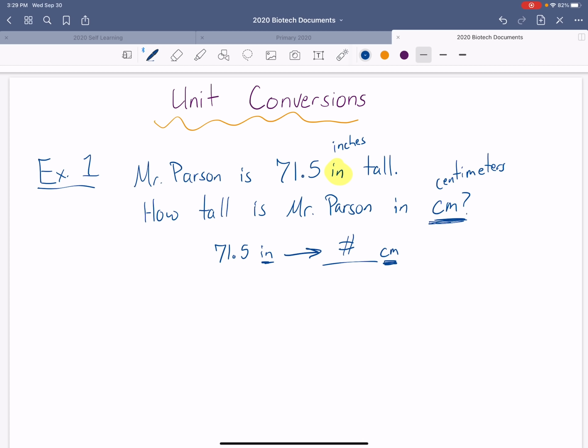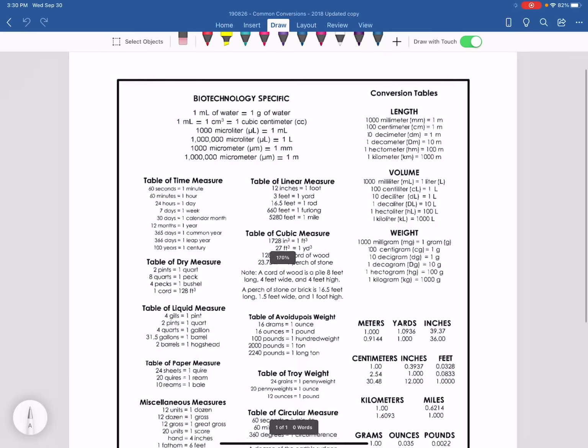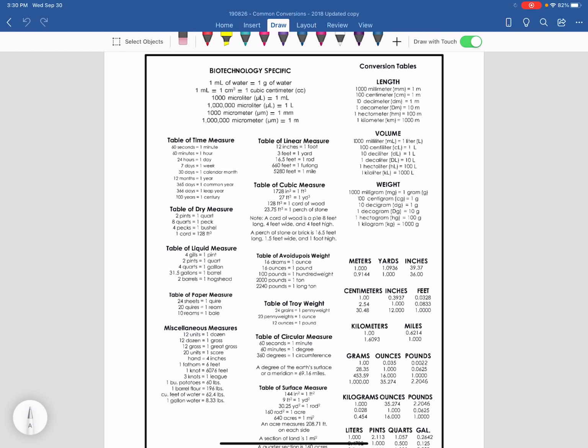In creating this very simple plan, here's our given value. This is some kind of measurement that was made in evaluating how tall Mr. Parson was. And here we need to figure out what this number looks like when it's been converted into centimeters. We need to find a path from inches to centimeters. We have a file that we'll be sharing with you that has a number of these conversions. You can see here it's got a ton of information. If I completely zoom out, you can see this is a full page document that has tons of information about one measurement being converted into another.